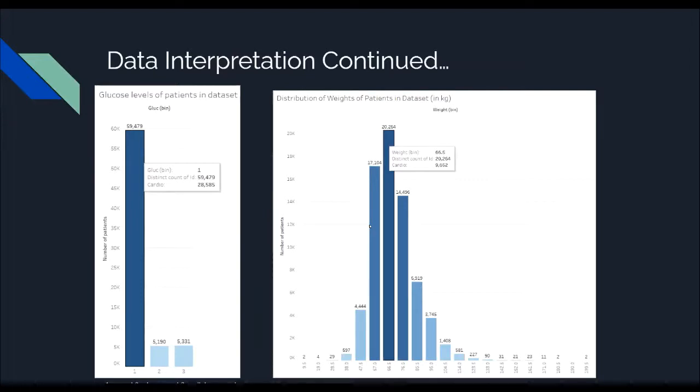Furthermore, on the histogram on the right, which shows how the weights of patients in the data set are distributed, we see that the weights are slightly skewed to the right, and the most occurring weight was around 66.5 kilograms, with around 20,000 patients having around this weight.